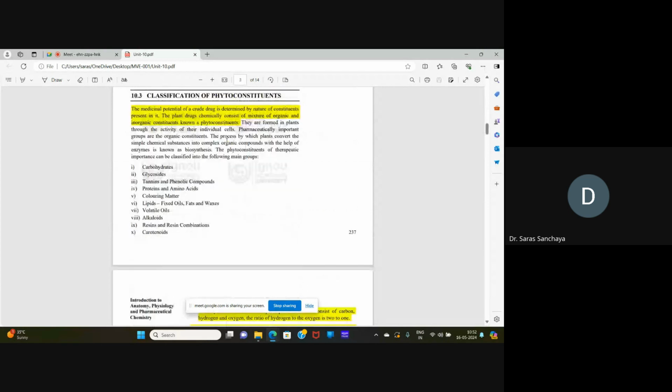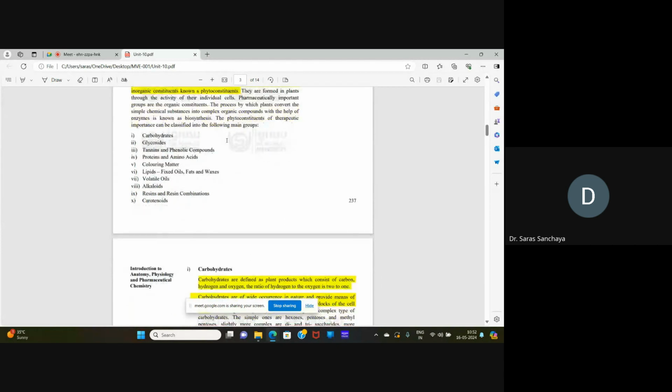Classification of phytoconstituents. The medicinal potential of a crude drug is determined by the nature of constituents present in it. The plant drugs chemically consist of a mixture of organic and inorganic constituents known as phytoconstituents. The phytoconstituents of therapeutic importance can be classified into following main groups: carbohydrates, glycosides, tannins and phenolic compounds, proteins and amino acids, coloring matter, lipids, fixed oils, fats and waxes, volatile oils, alkaloids, resins and resin combinations, and carotenoids.